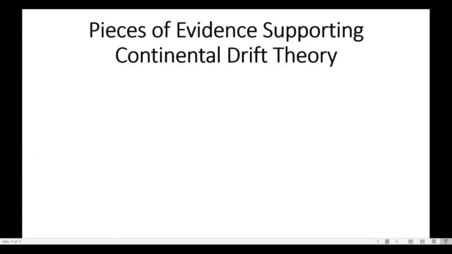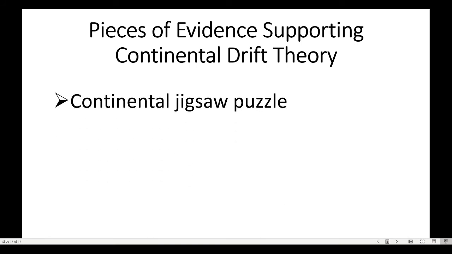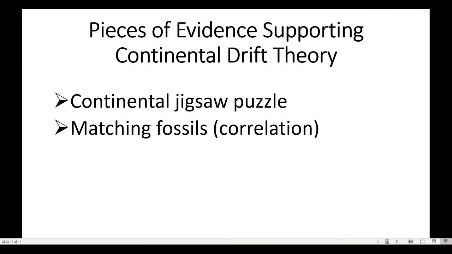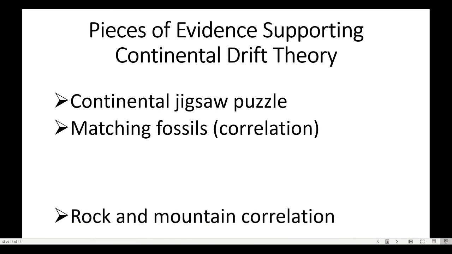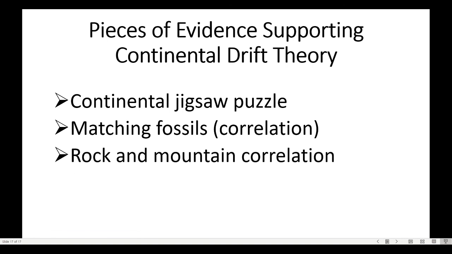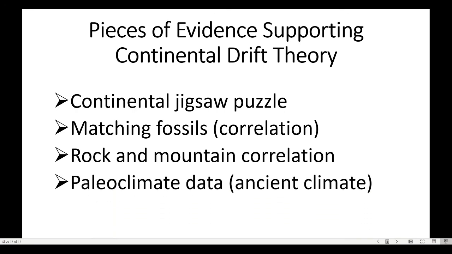Alright, so let's summarize our discussion. The pieces of evidence supporting the continental drift theory are: the continental jigsaw puzzle, or the shapes of one continent fitting to another continent; the matching fossils, or correlation, where similar fossils are found in different continents; then rock and mountain correlations, where the same rock age and the same mountain structures are found in the different continents; and the paleoclimate data, also known as the ancient climate.